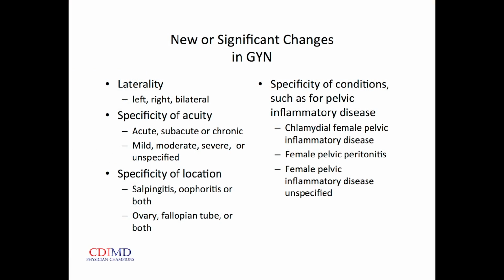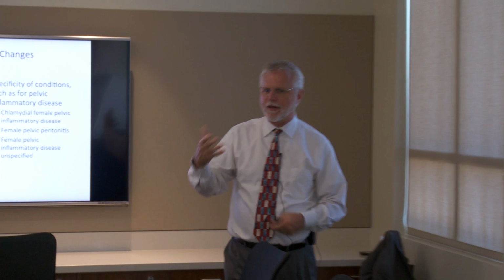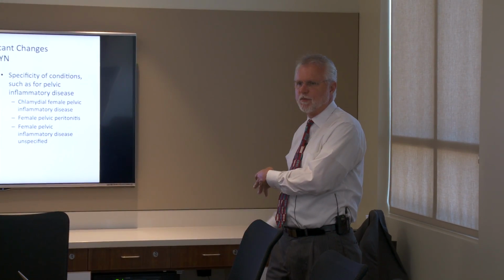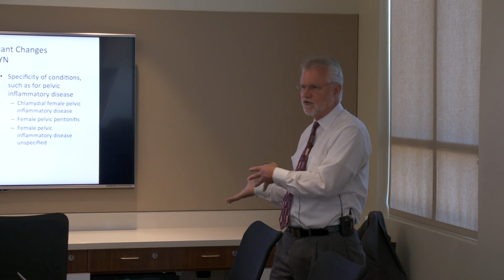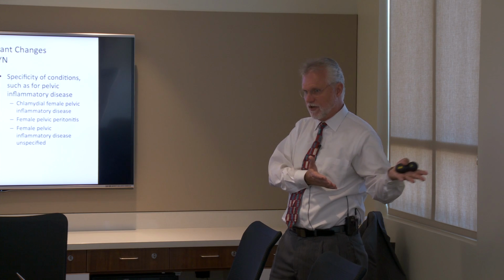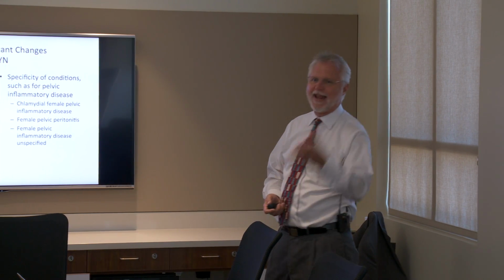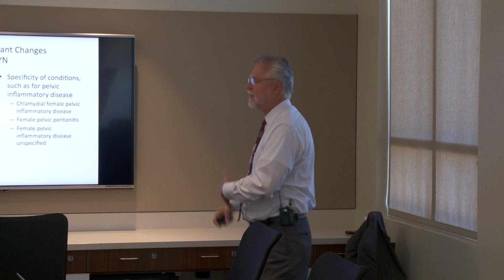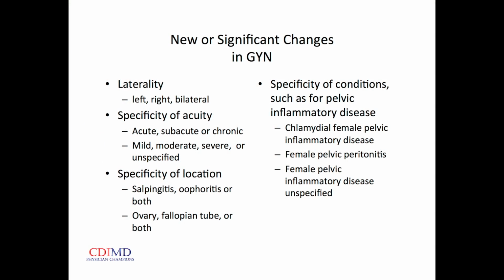New or significant issues in the GYN area, laterality we talked about, specificity of acuity, acute, subacute, or chronic. If somebody has a chronic condition and it's worse and requires them to be in the hospital, we need to explain to the system why it's worse. Like asthma, they had asthma last week, they weren't in the hospital. What happened? Well, they have an acute exacerbation or they're having status asthmaticus.